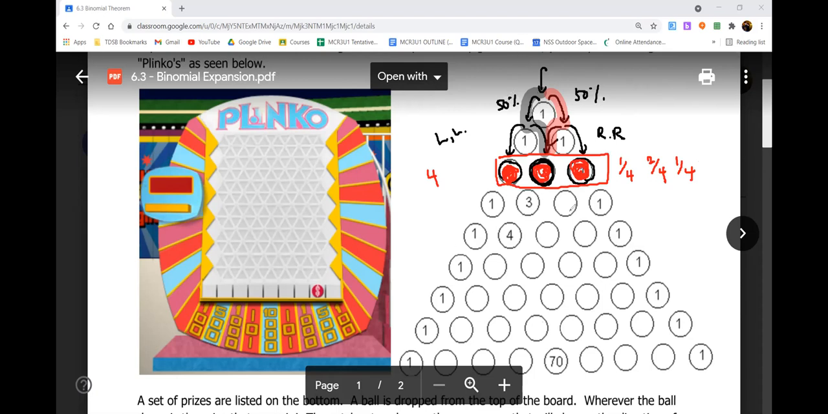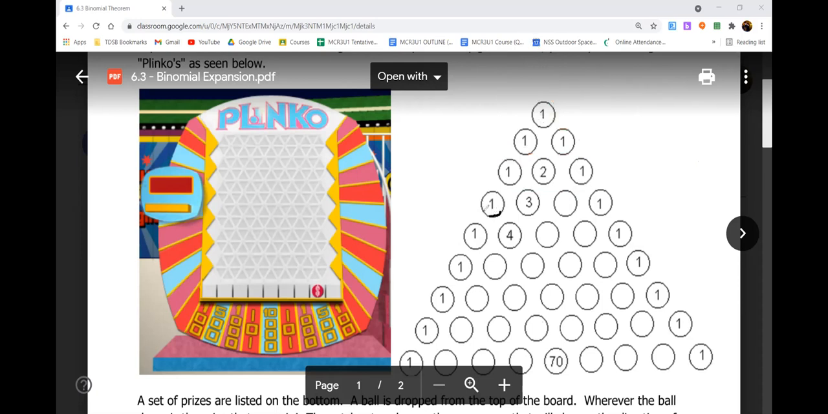If the next line is 1, 3, 3, 1, it means there's only one way I can get to the 1, which is, let's use a highlighter. There's only one way I can get to the 1 here, and that is left, left, then left. There is only one way I can get to the other 1 here, and that is right, right, then right.